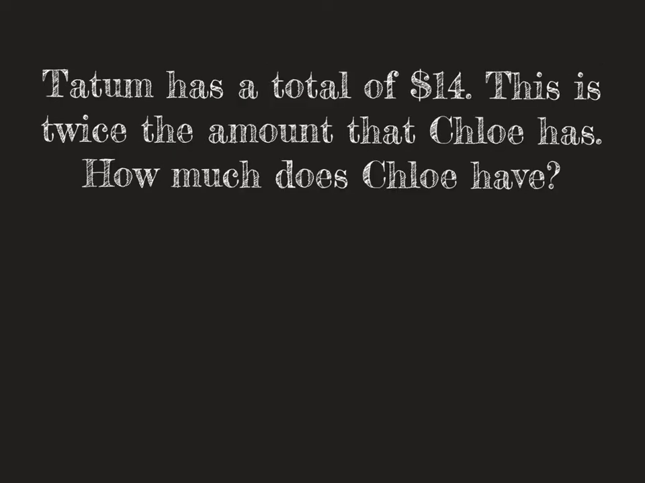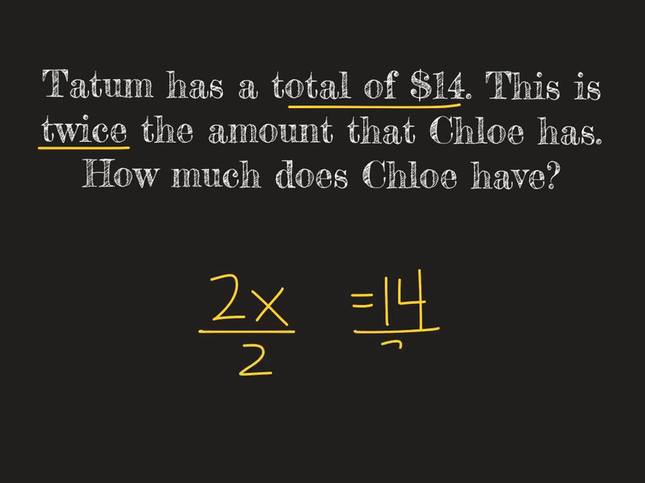And our last problem says Tatum has a total of $14. So equals 14. This is twice the amount that Chloe has. How much does Chloe have? In order to figure out how much Chloe has, all we're going to do is 14 divided by 2. But the opposite operation of division is multiplication, and that's what we need to do in order to write the equation down. So 2 times X equals 14. Now to solve this, we do divide by 2, and you get X equals 7.